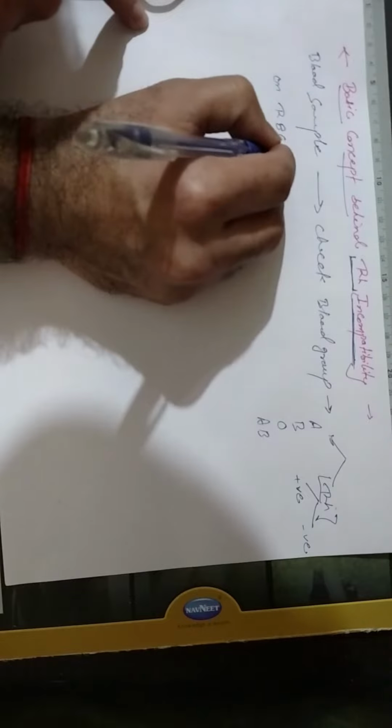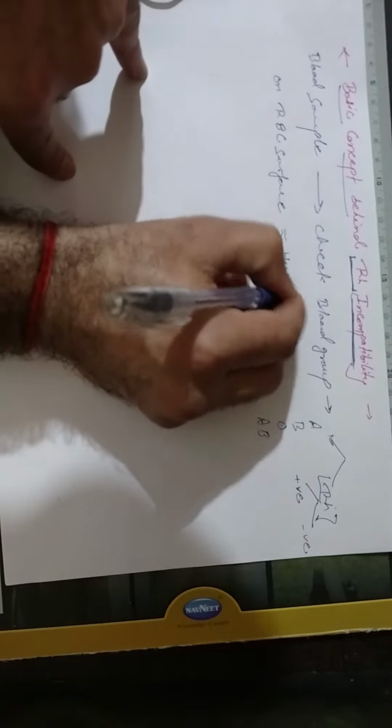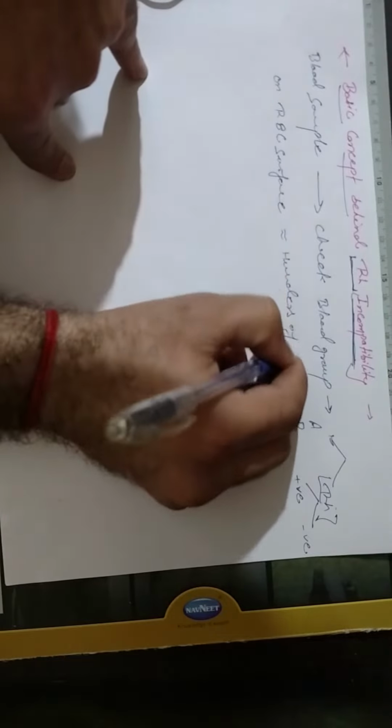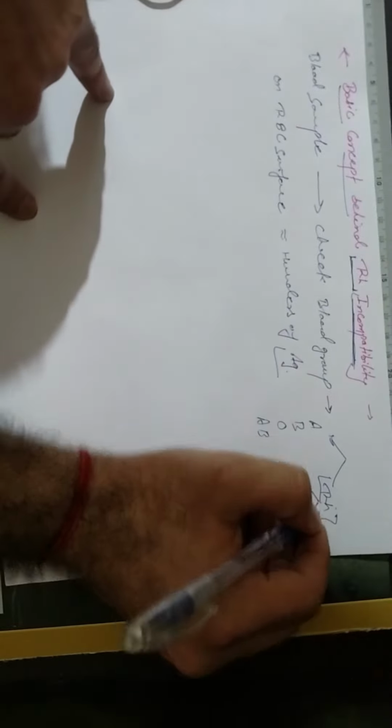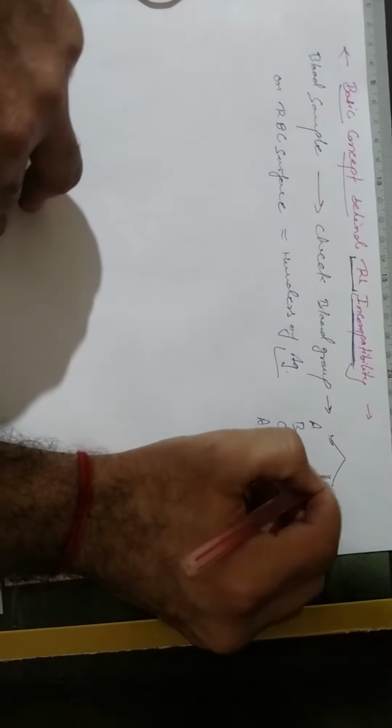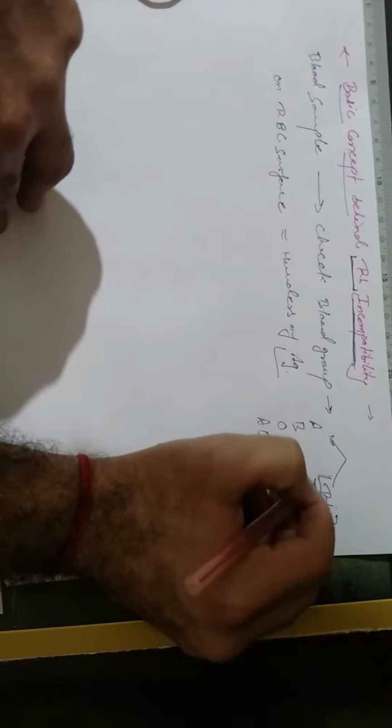On the surface of RBC, there are hundreds of antigens, and this Rh antigen is one of them. This Rh antigen is one of the important antigens on the surface of our RBCs.